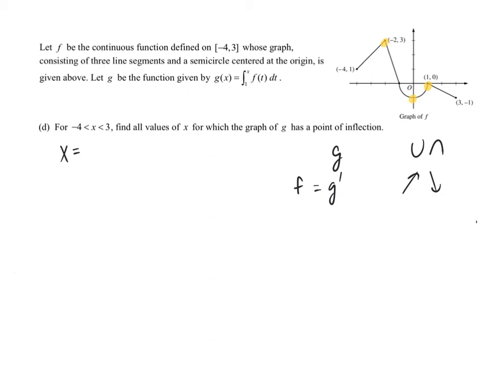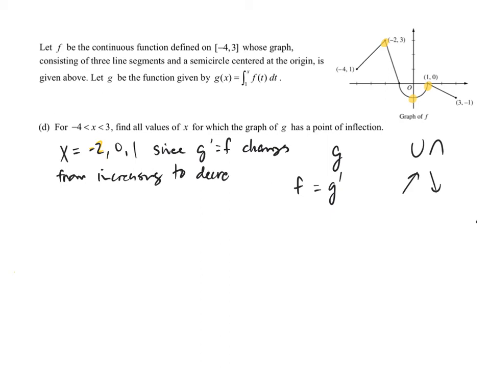So I'm going to write here pretty clearly, x equals -2, 0, and 1. And my justification is since g prime equals f changes from increasing to decreasing, or vice versa.